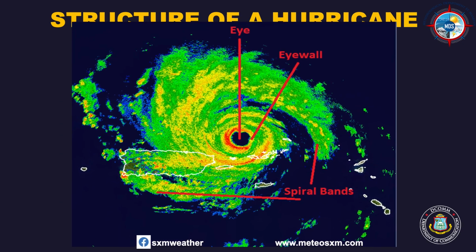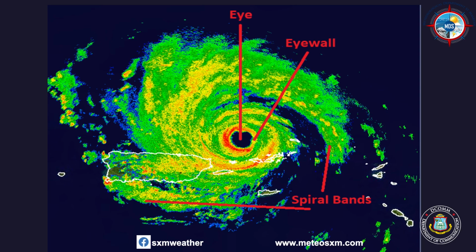All right. Now, this is the structure of a hurricane, how it is formed. The center, everybody should know what the center is called, right? The eye. Does that mean it can see you?